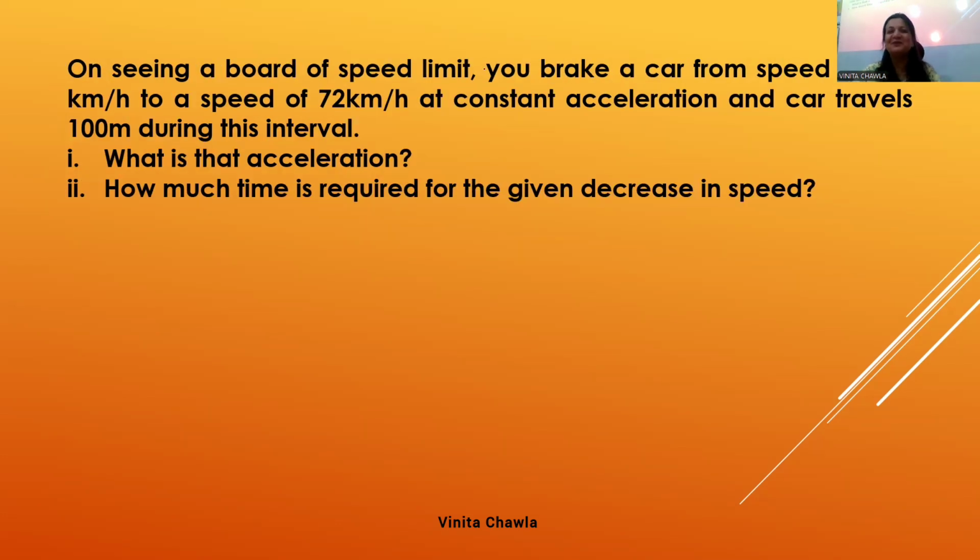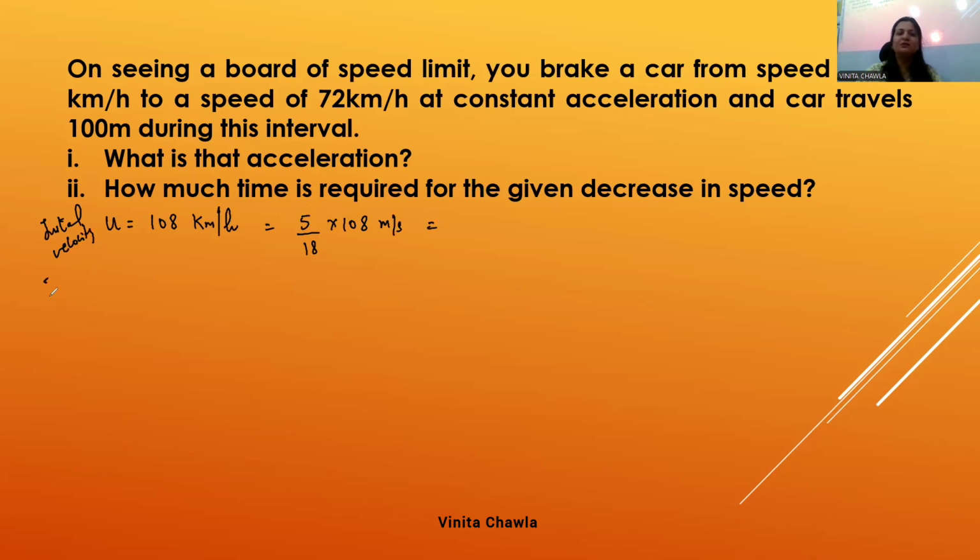Being a board of speed limit, you brake a car from a speed of 108 km per hour to a speed of 72 km per hour at constant acceleration, and the car travels 100 meter during this interval. Okay, so what is the acceleration? How much time is required for the given decrease in speed? So initial speed is given, it is 108 km per hour. We can convert this into meter per second. 5 by 18 से multiply कर देंगे. You get it in meter per second. What will you get? This is the initial velocity.